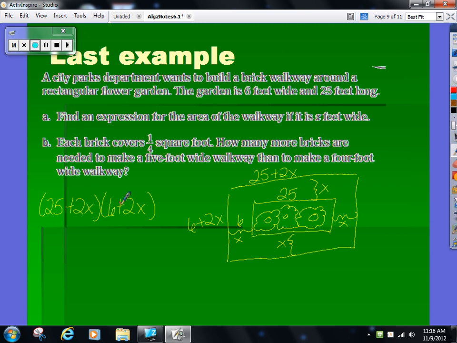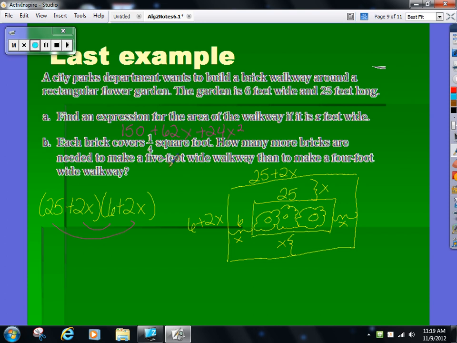25 times 6. What's 6 quarters? That's $1.50, I said, right? $1.50 plus 50x plus 12x. That's 62x. 12 times 2 is 24x squared. Did I mess that up? Okay. I think that's right. So this is the area.